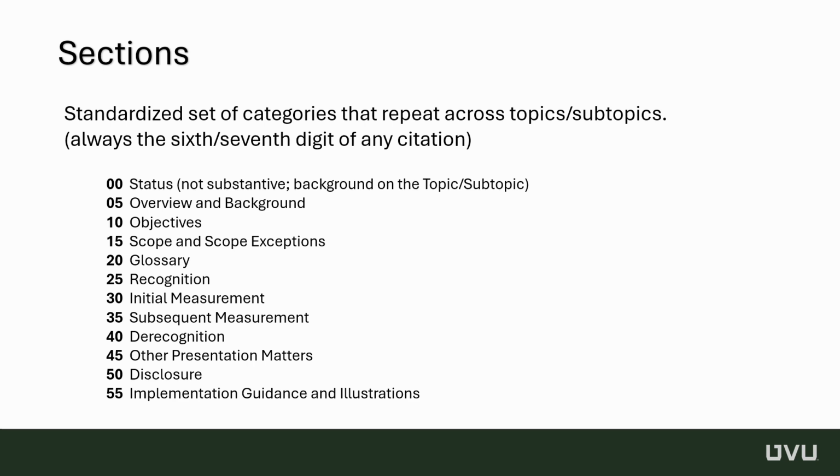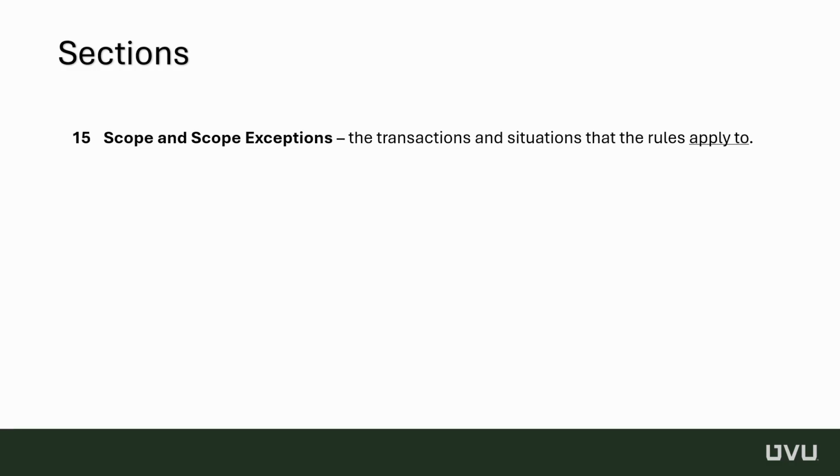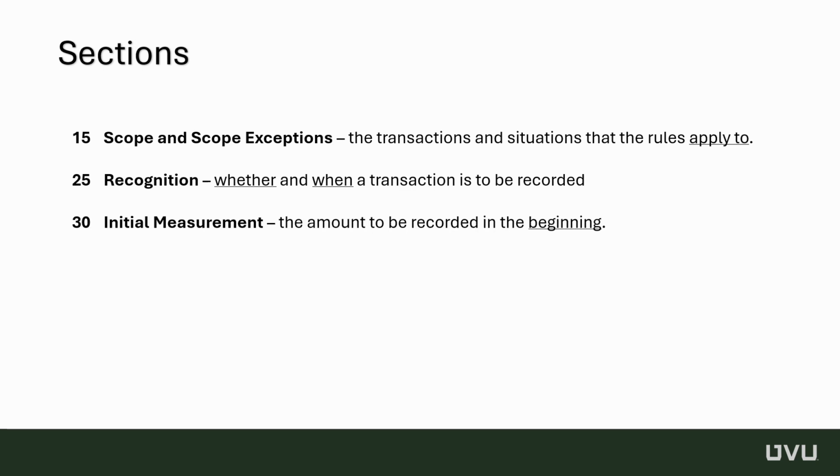Now, I don't actually want you to memorize the numbers associated with each section. However, I do want you to commit to memory the meaning behind the following 6 sections. In fact, you might want to get out a piece of paper and jot some of these down as you're watching. First, we have scope and scope exceptions, which tells you which transactions and situations the rules actually apply to, as well as which situations are excluded. Recognition tells you whether a transaction should be recorded and when. Initial measurement tells you how much should be recorded during the initial stage of a transaction.